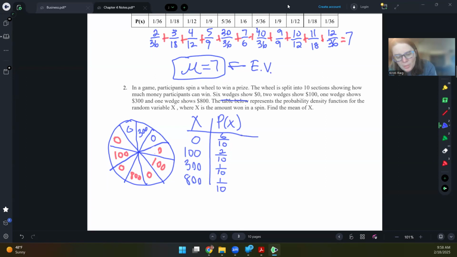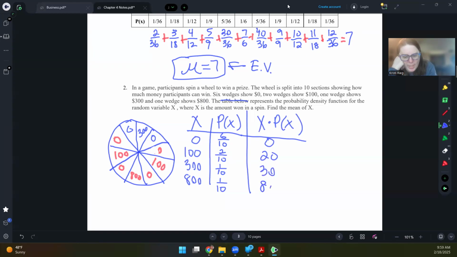All right, so now I'm going to do this like we did in chapter 3. So maybe the mean equaling the expected value, maybe it'll click a little better. All right, multiply, get 0. Multiply, get, I feel like I could simplify this. So I chop it up as 0. 100 times 2 is 200 divided by 10 is 20. 300 divided by 10 is 30. 800 divided by 10 is 80. And then remember we multiply and then we add them all up. 80, this is 100, 30.